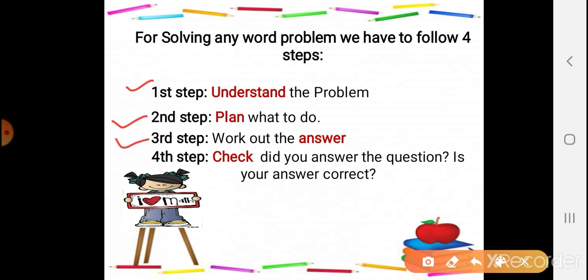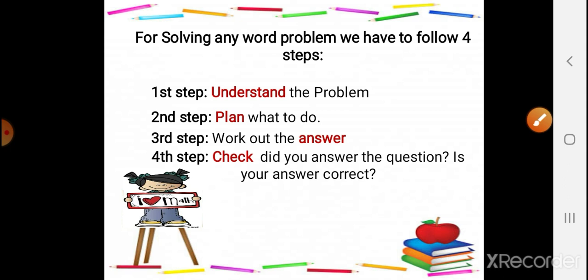Now, the third step is work out the answer. It may be correct or wrong, but you have to take out your answer. The fourth step is check. Did you answer the question? Is your answer correct? So, for solving any type of word problem, you have to follow these 4 steps. So, let's have our course book word problems.